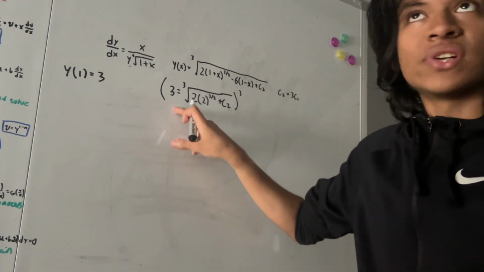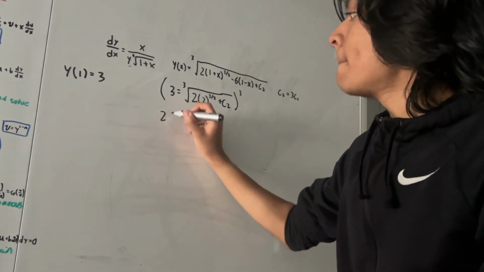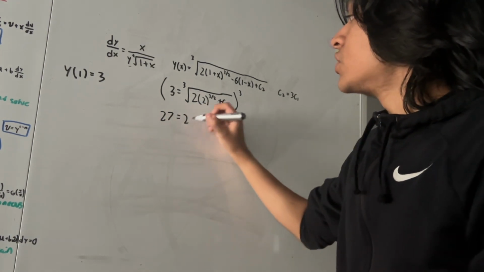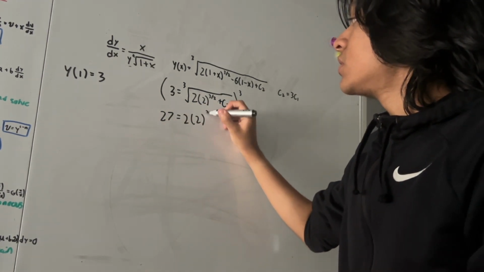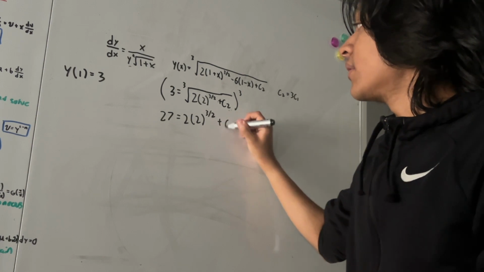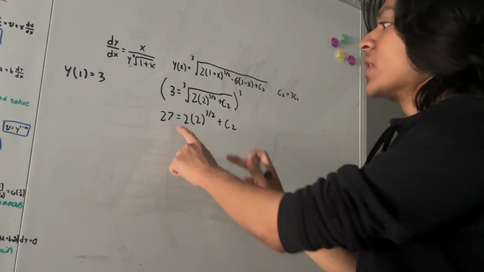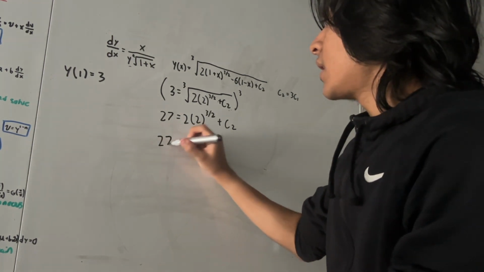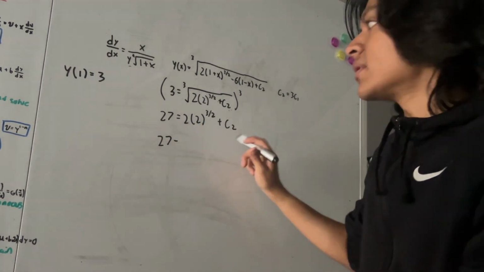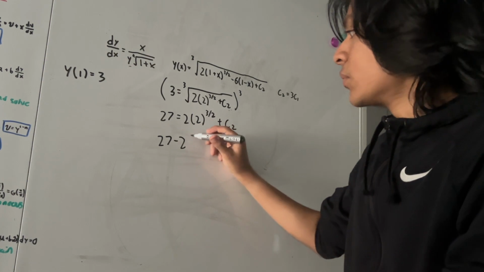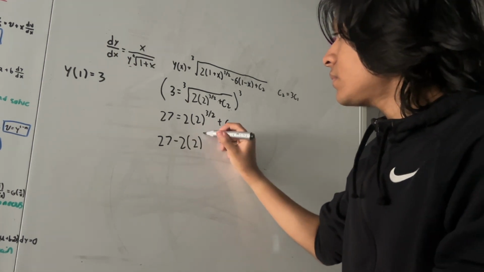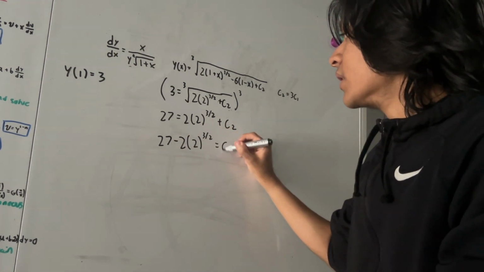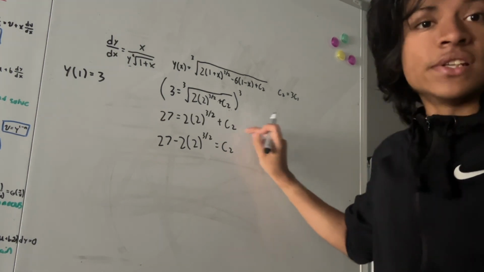So solving for this, we could just take the third power of everything. So 3 times 3 times 3, that's going to be 27, is equal to 2 to the 3 halves plus C2. And we could just subtract 2 to the 3 halves from 27, and there we get our constant. I don't know what this number would be, but this is what our constant should be.